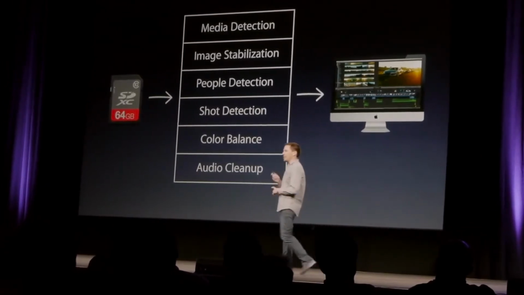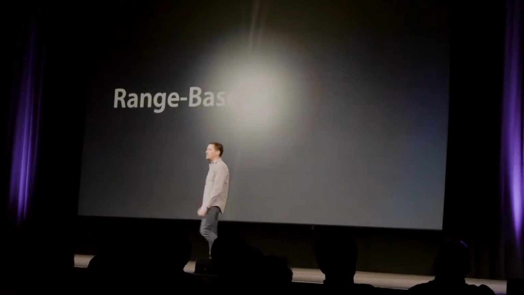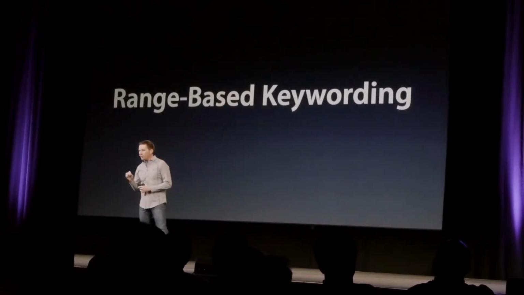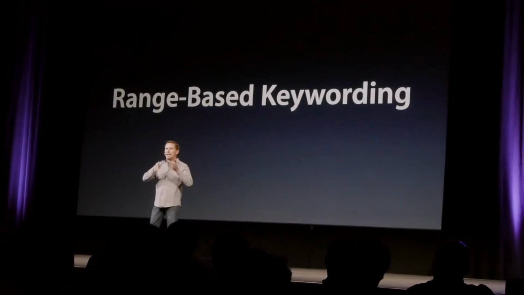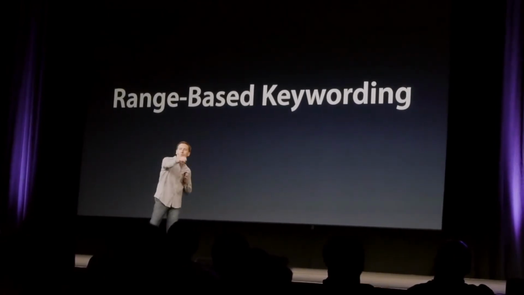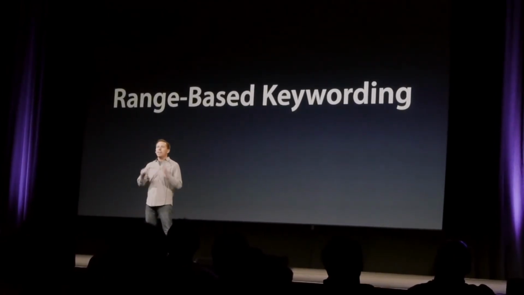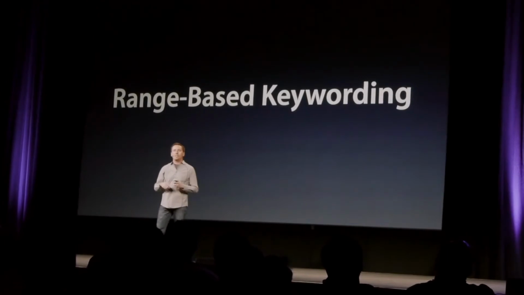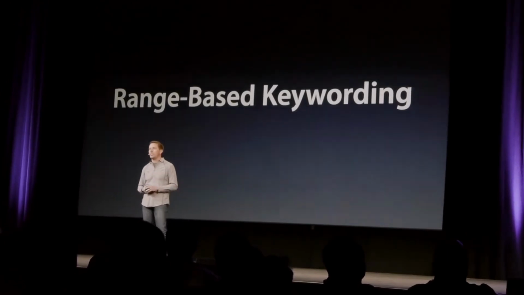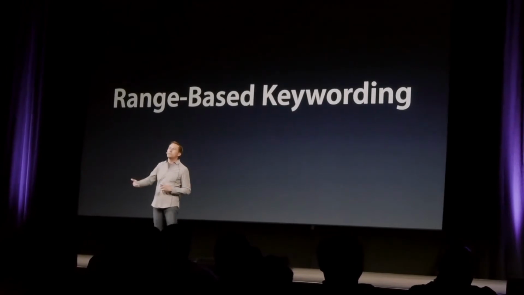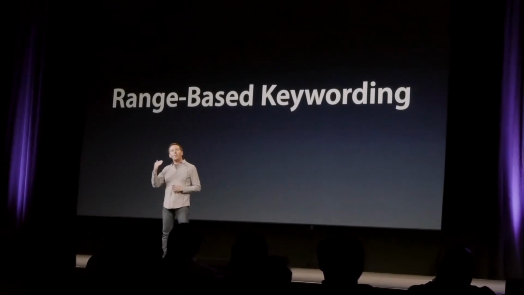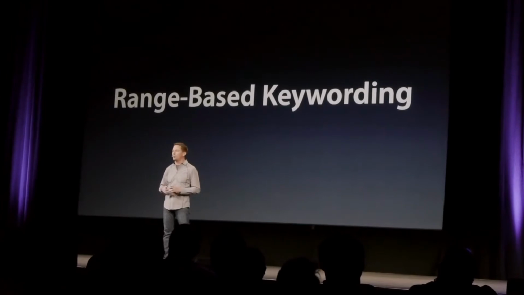It brings me to the next thing that I want to talk to you about, which is range-based keywording. Think about how you do organization in NLEs today. It's a very static process. You put a clip in one bin or the other bin. If you need to find it based on multiple criteria, you end up having to copy it in multiple different places, or you end up having to do things like subclipping and a whole bunch of other things. With keywording and range-based keywording, you can apply multiple different criteria to your media and then go back and find it based on what you remember about your media.